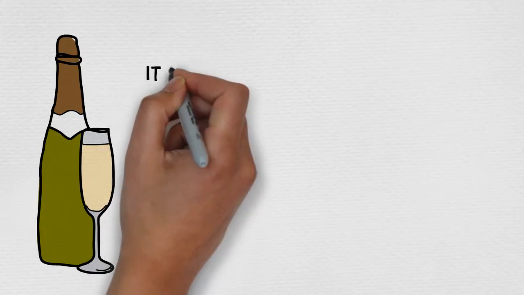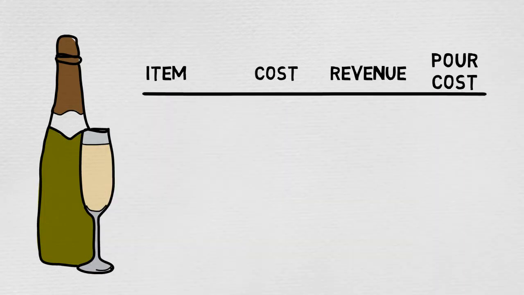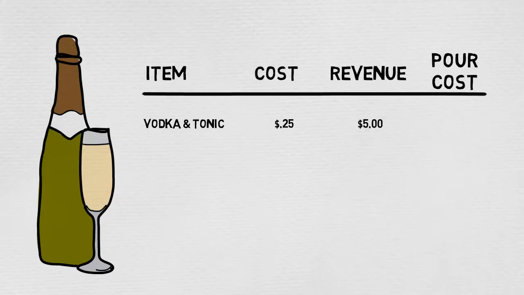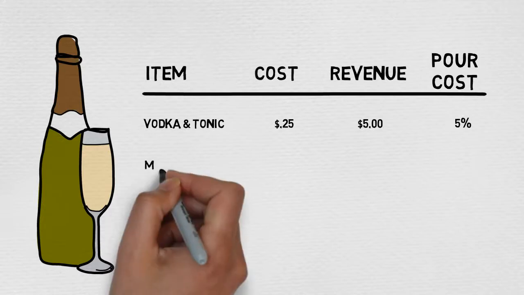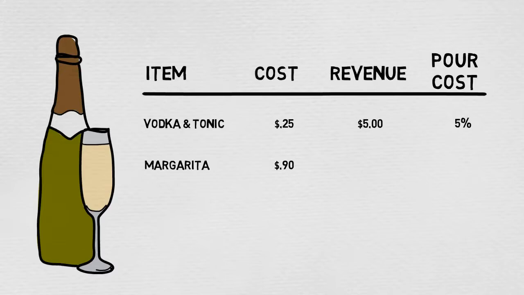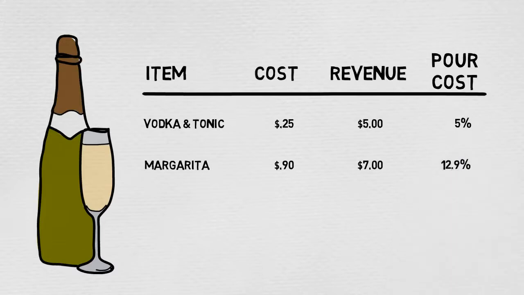Obviously, the costs are going to vary based on what each bar uses for their well drinks and the promotion that the liquor distributor is running that week, but this should illustrate the difference. Let's say a vodka tonic costs 25 cents to make, and the price the bar charges for the drink is $5. This drink has a pour cost of 5% if it's poured correctly. A margarita may have a pour cost of 90 cents worth of ingredients, and the price to the customer is $7. That's a pour cost of 12.9%.